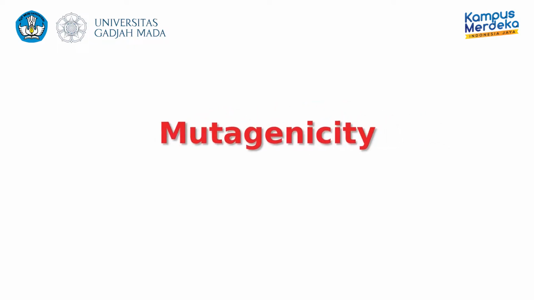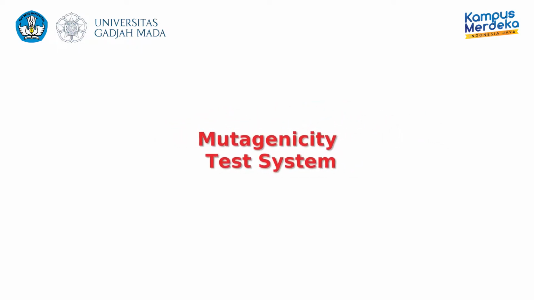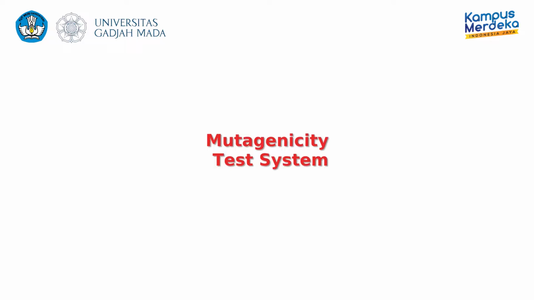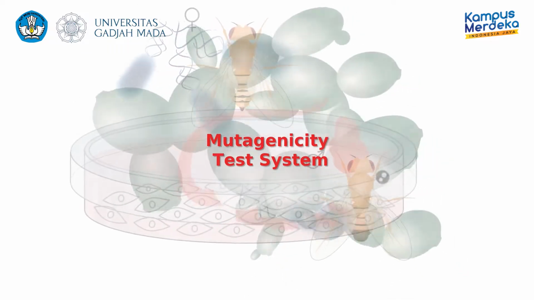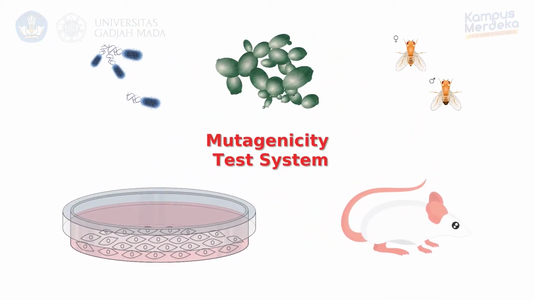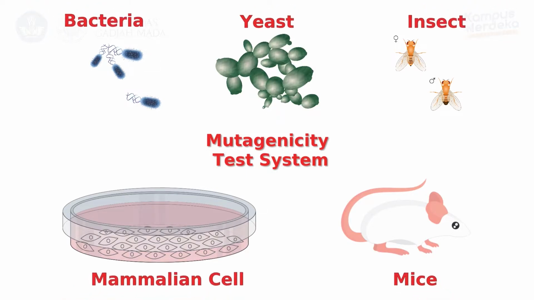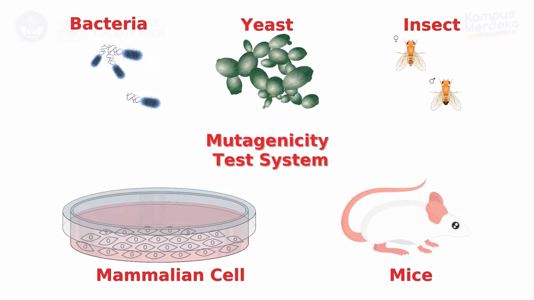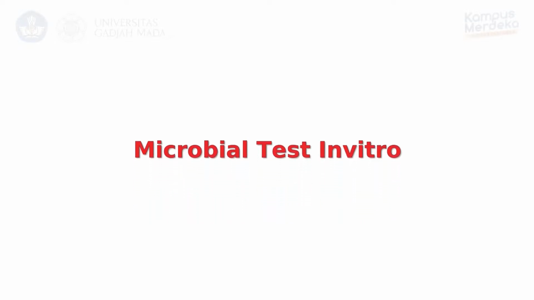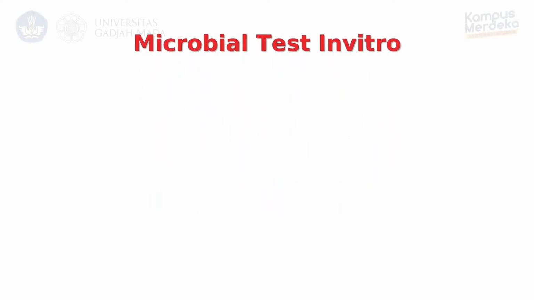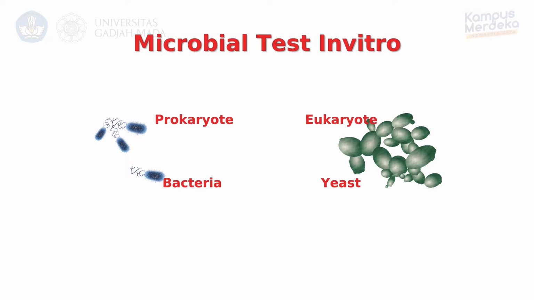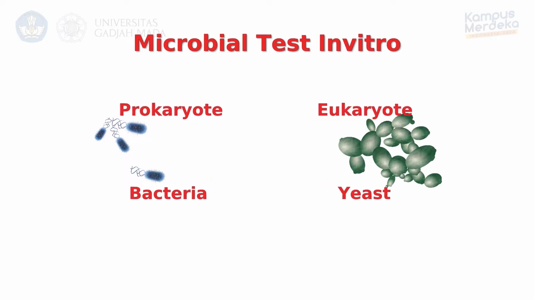At present day, there are a large number of mutagenicity tests. In this video, we will talk about mutagenicity test, which utilizes microorganisms, insects, mammalian cells, and intact organisms such as mice. Microorganism test in vitro of mutagenicity test involves prokaryotic and eukaryotic microorganisms.